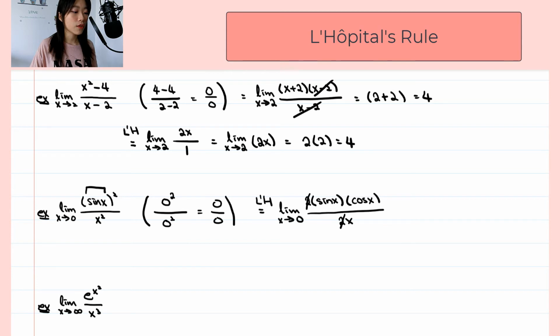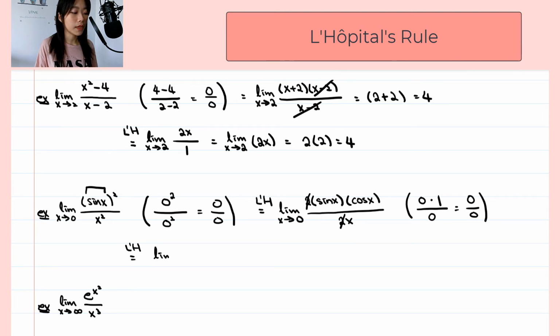Now let's try the chain rule again. In the numerator, we have sine of x times cosine of x. And when we substitute x by 0, we get sine of 0, which is 0, times cosine of 0, which is 1, over x as x approaches 0. And again, we still get the form of 0 over 0. So now let's use L'Hopital's rule again.